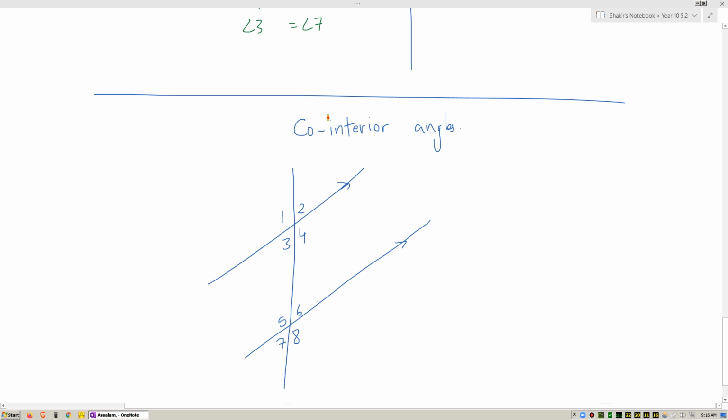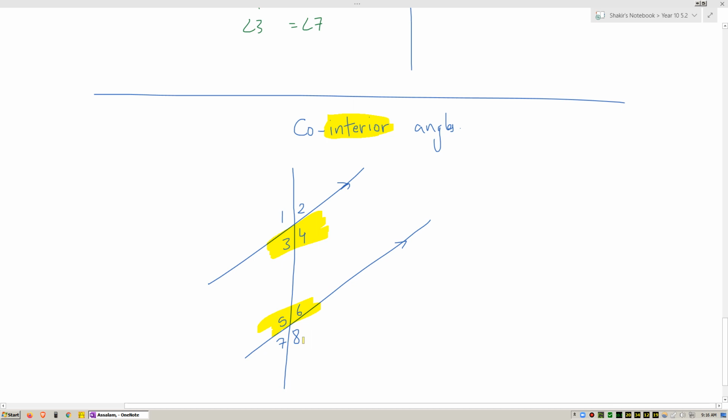Let's talk about the interior part first. Interior obviously means inside. If you look at this bunch of angles, hopefully you can see that this is on the inside. These are on the inside. 5, 6, and 3, 4 are on the inside. And 1, 2, 7, 8 are on the outside. Hopefully you can visualize that.